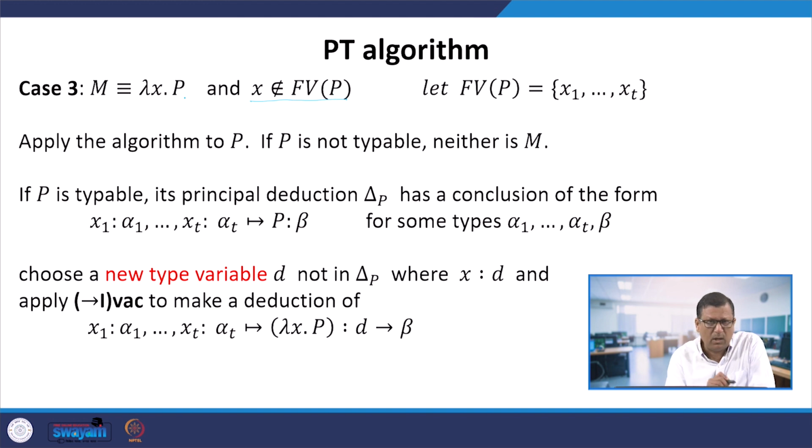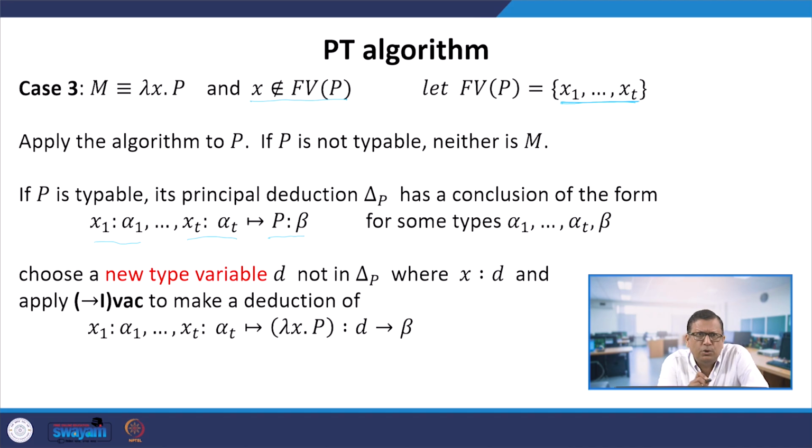Case 3 is also an abstraction, but X is not a free variable in P. That means X does not occur inside the body of P. That means the free variables will now exclude X, so they are X1 to Xt. As before, we apply the algorithm to P and check if P is typeable. If it is not, then M is also not typeable. If P is typeable, again as before, the principal deduction will be delta P. Now the conclusion will have assignments to all these term variables. So we have X1 has type alpha 1 and so on, Xt has type alpha t, and P has type beta, for some types alpha 1 to alpha t and beta.